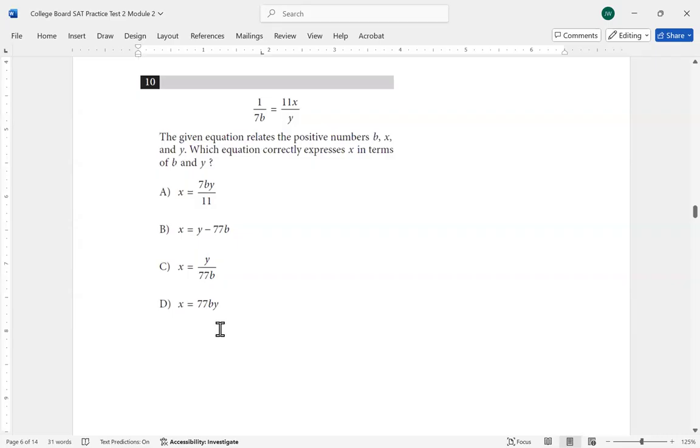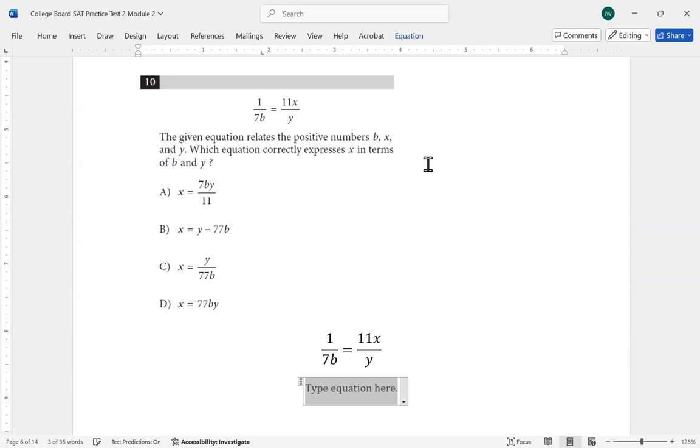Question 10 says the given equation relates the positive numbers b, x, and y. Which equation correctly expresses x in terms of b and y? So notice that we have options. They're all options where x is equal to an expression. So the goal is to solve this expression for the variable x. We take 1 over 7b, set that equal to 11x over y, and we solve for x.